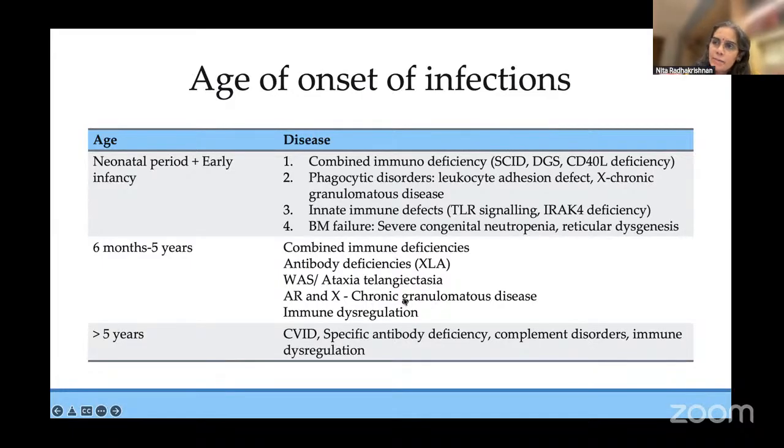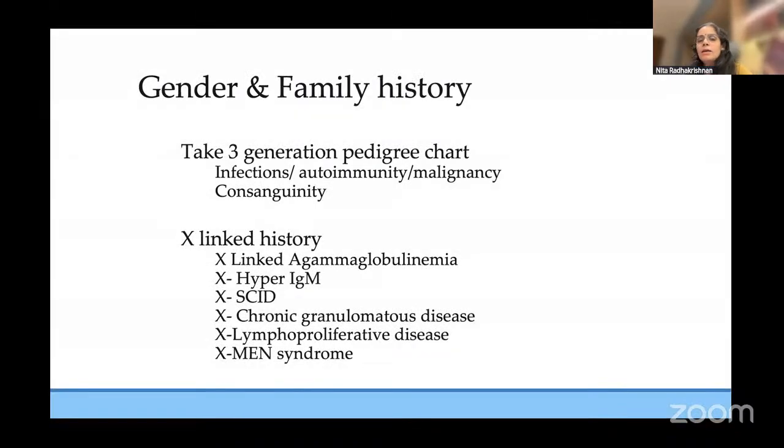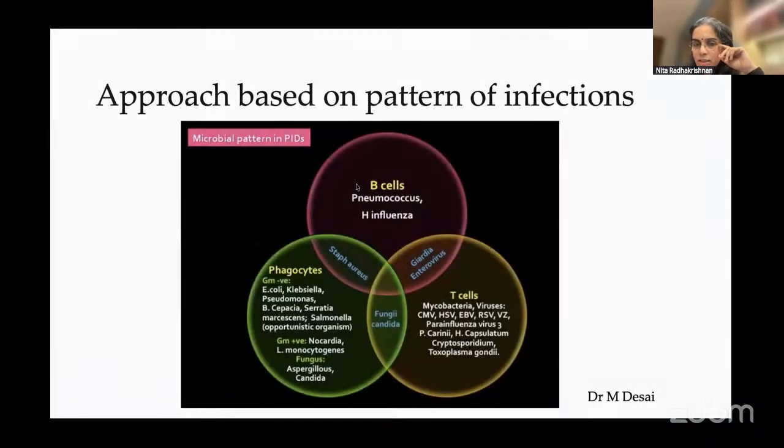And finally, anybody above 5 years, again, it could still be a primary immune deficiency. Nothing really, any age can be affected. So it could be patients with CVID, patients with primary antibody deficiency, specific antibody deficiencies, patients with complement disorders. Some of the other immune dysregulations also can present at this point. So a child coming in with say hypothyroidism or diabetes, all of those presentations are also common in patients after 5 years in this immune dysregulation group of disorders. Gender, I've already mentioned so many disorders which are X-linked, and a three-generation pedigree chart is important.